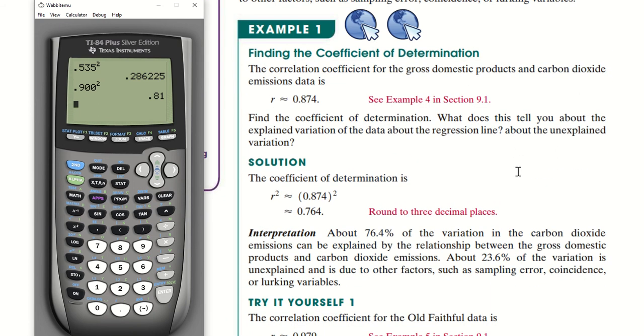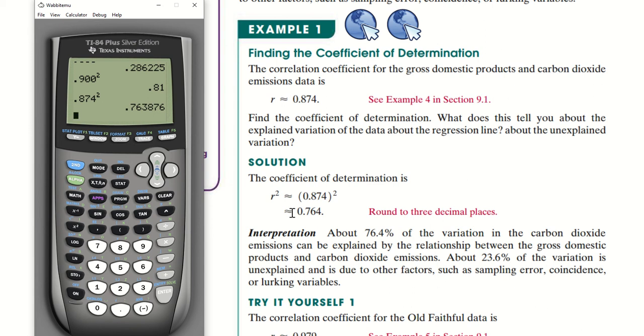Let's take a look at example 1. They give us the correlation coefficient R, which is 0.874, and they ask us to calculate the coefficient of determination, which is R squared. We would simply take 0.874, square it, and rounding it to 3 places, we would get a coefficient of determination R squared equal to 0.764.